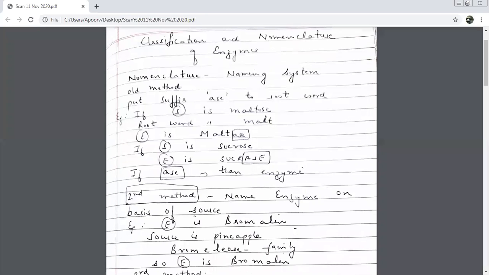So let's quickly revise. Which is the oldest method? What is the suffix that we need to add to the root word? ASE. So when I say maltose, the root word is malt, and which suffix are we going to add if we have to name an enzyme? ASE. Very good. What is the name of the enzyme? Maltase. Similarly, for the sugar sucrose, the enzyme would be sucrase. So wherever you have ASE, that is an enzyme.